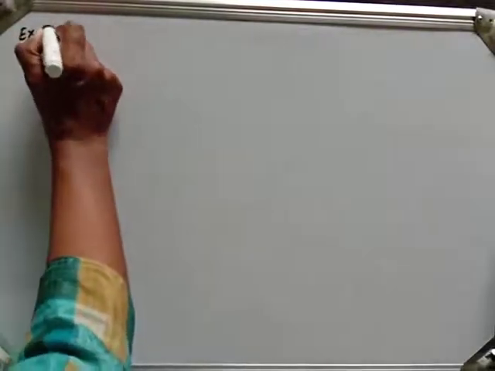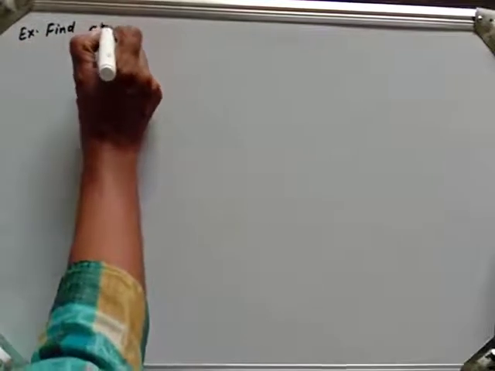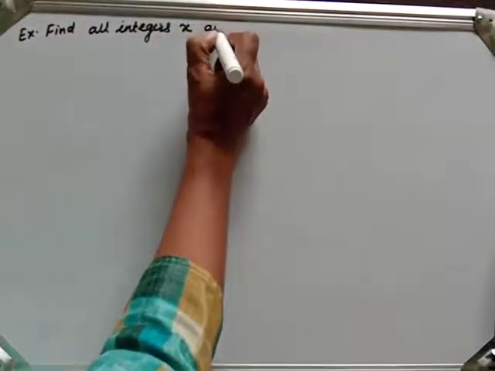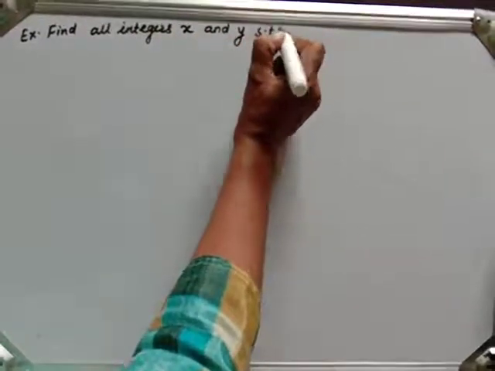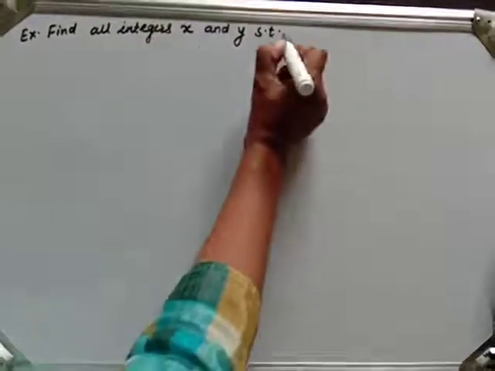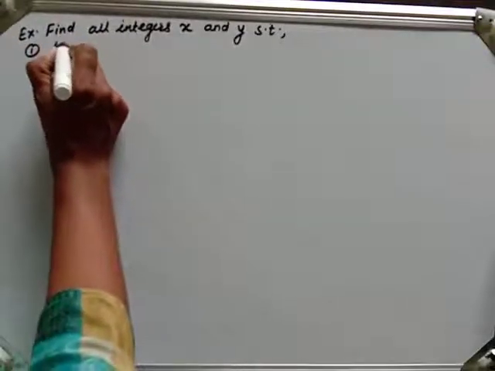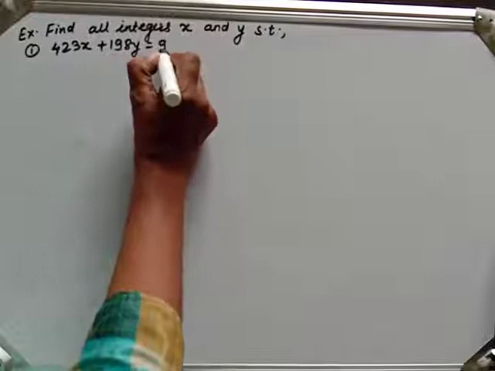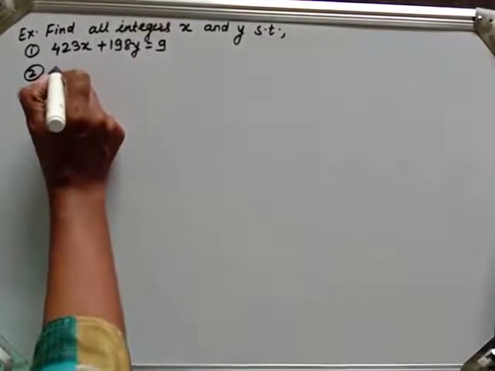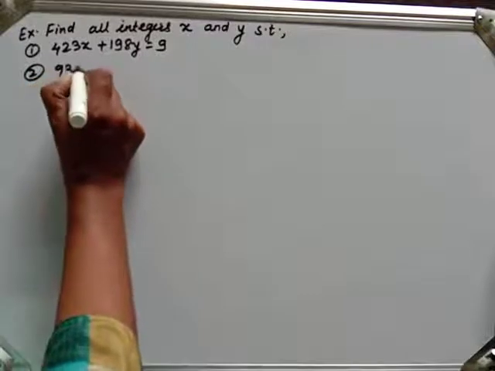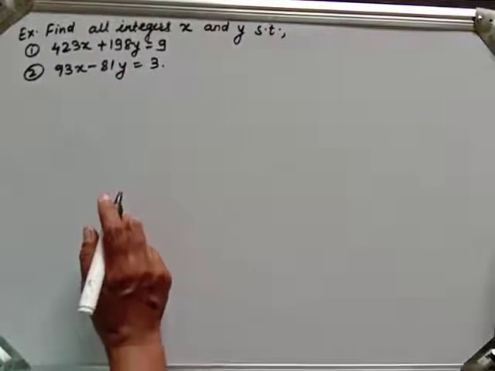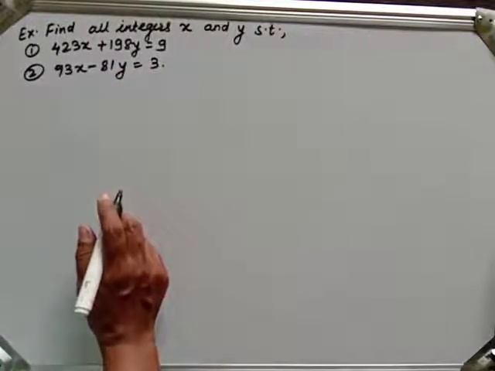Find all integers x and y such that, the first one is 423x plus 198y is equal to 9, and the second one, suppose 93x minus 81y is equal to 3. So let us solve them.